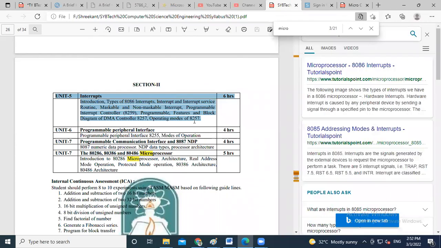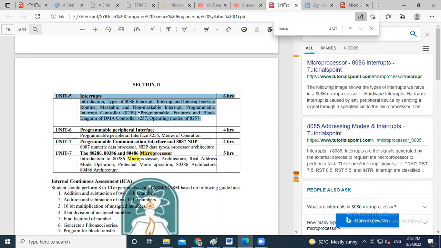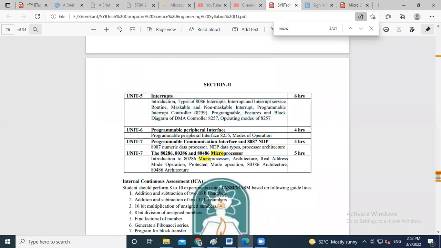Along with that, we studied the 8259 block diagram, architecture, and functional operations, and the 8257 as well, with their block diagrams, functionality, and internal operations, for solving the problems of interrupts. Recently, we studied the programmable peripheral interface. The problems not solved by interrupts with 8259 and 8257, we solve by using 8255. This is the connection from one unit to another, from the beginning up to what we have covered.